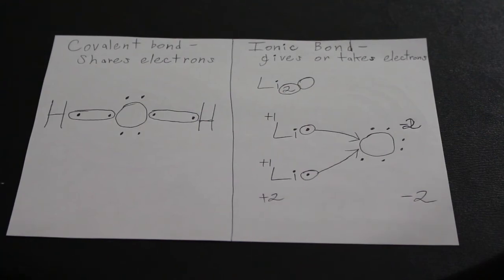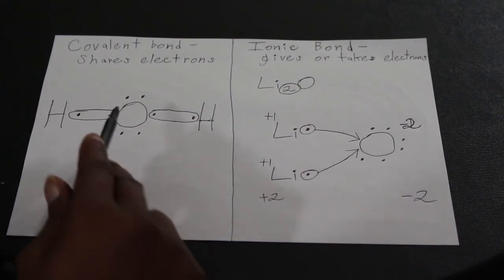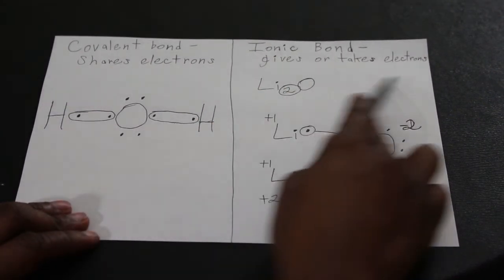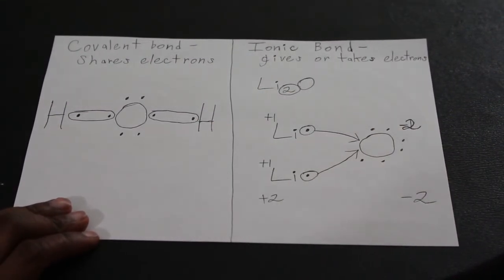So the biggest difference between covalent and ionic bonds: covalent bonds share electrons to satisfy the octet rule, while ionic bonds give or take electrons to satisfy the octet rule.